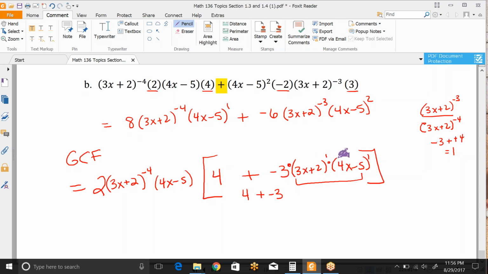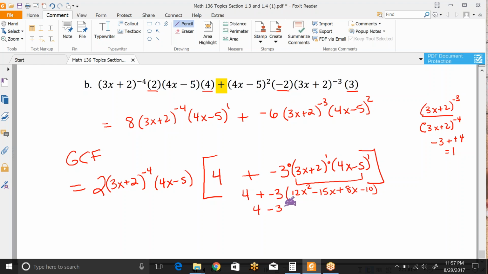So usually when we multiply, we do the more complex parts first. So this will be 3x times 4x is 12x squared. 3x times negative 5 is negative 15x. 2 times 4x is positive 8x. 2 times negative 5 is negative 10. Now we're going to distribute this negative 3.